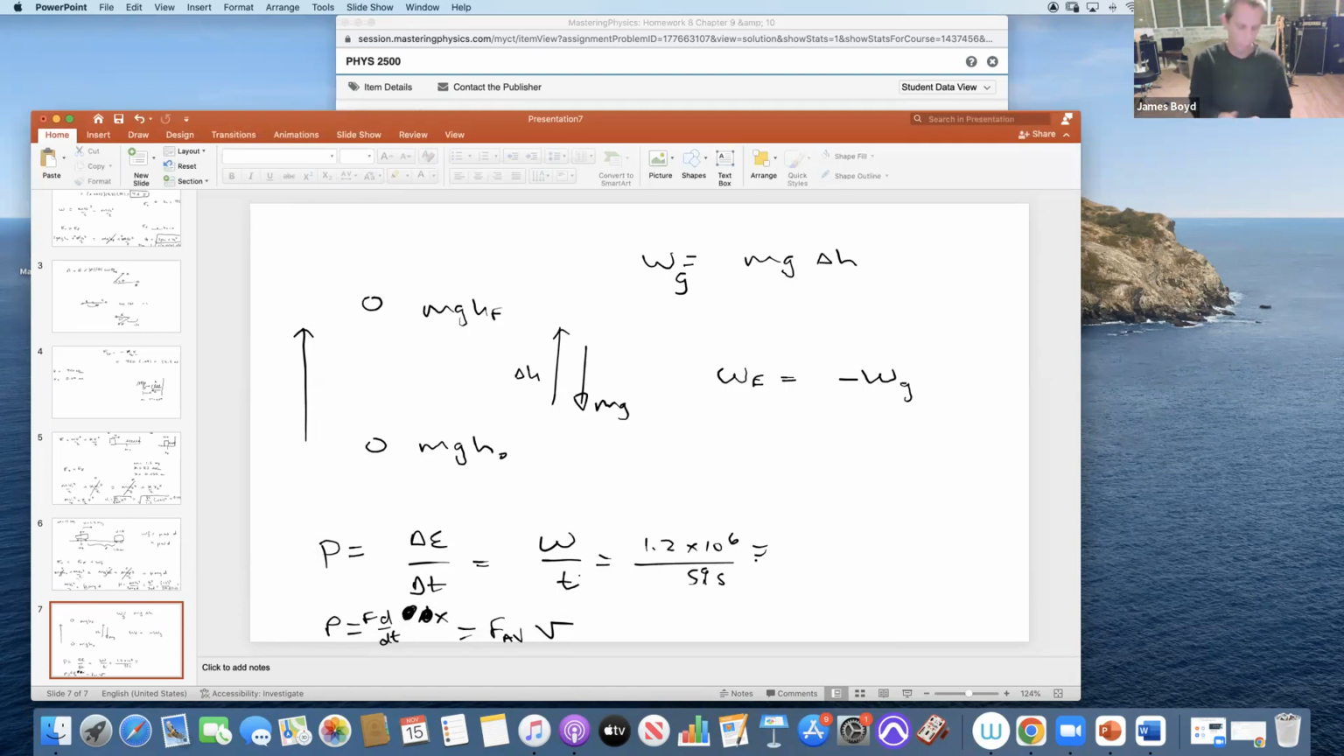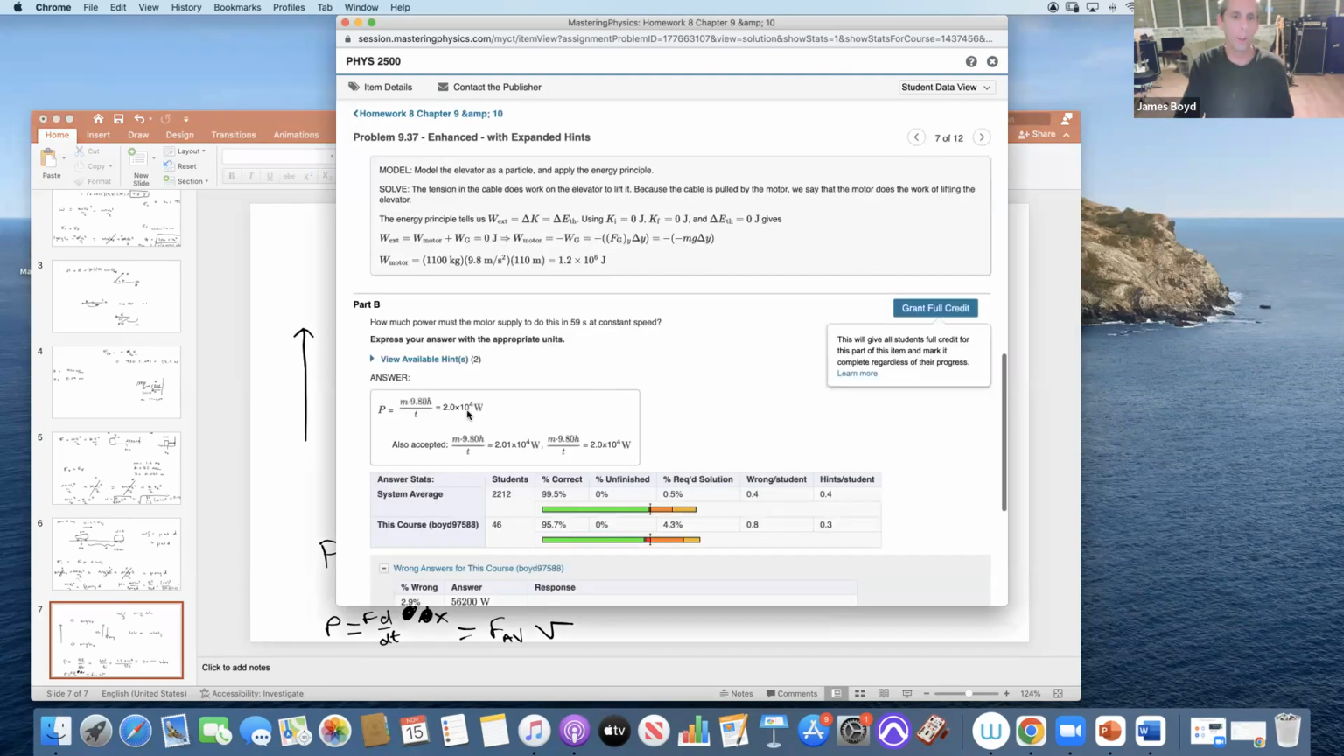Don't round it. Use your original answer. I get 2.01 times 10 to the 4th watts. They're saying just 20,000, but I got 2.01 times 10 to the 4th watts. That is watts. Joules per second.